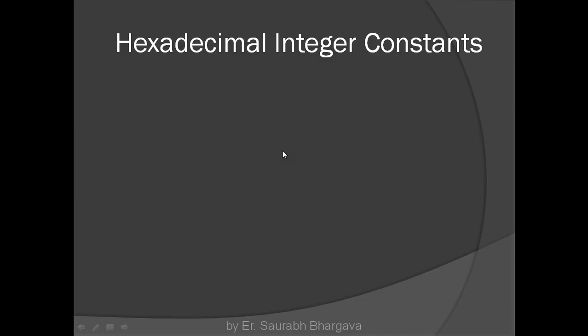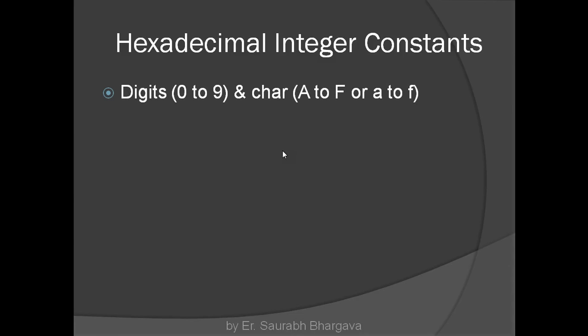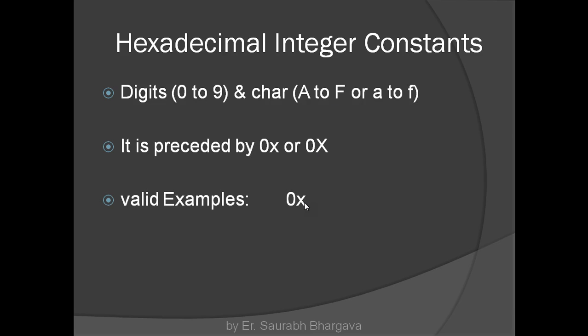Hexadecimal integer constants. Hexadecimal is a combination of digits and characters. Digits from 0 to 9 and characters from A to F, both in upper and lower case, are allowed. It is preceded by 0x, both in capital X and small x. Valid examples are 0x3a, as 3 is the digit and A is a character within the range, and 0xab.